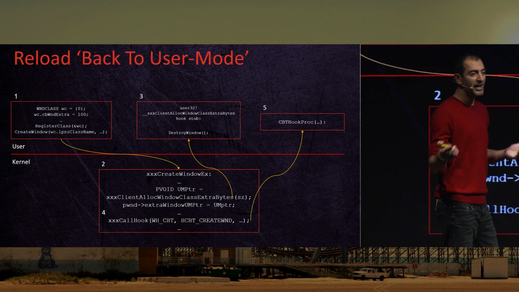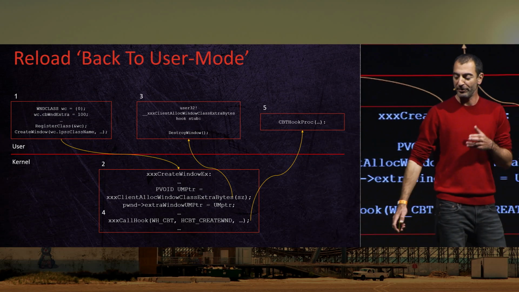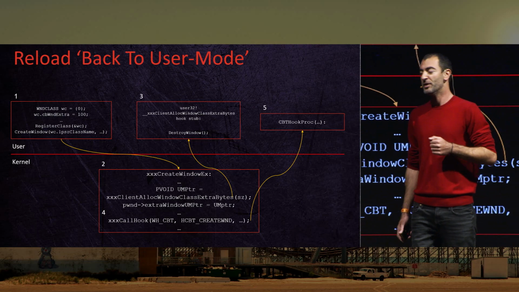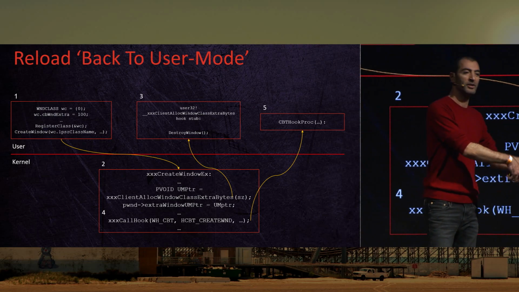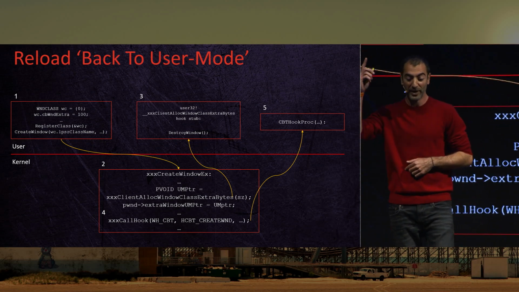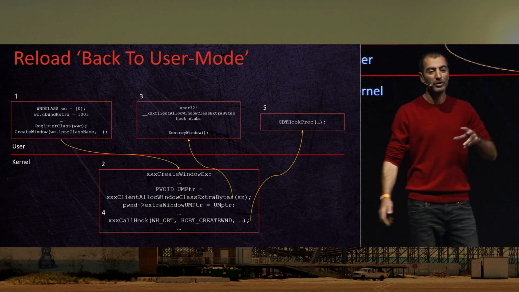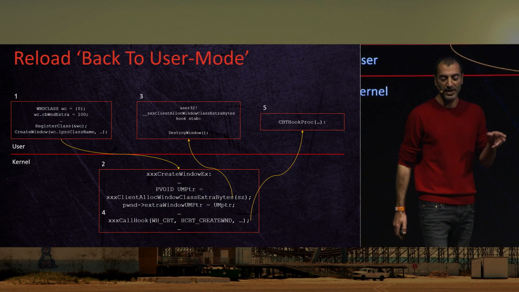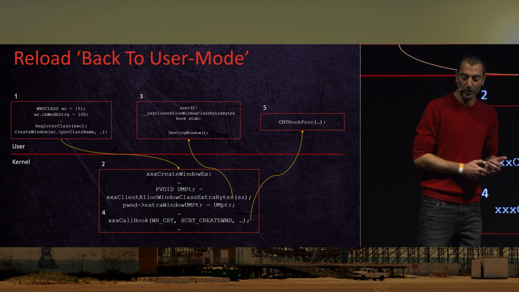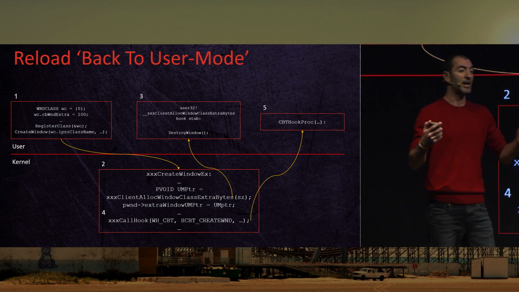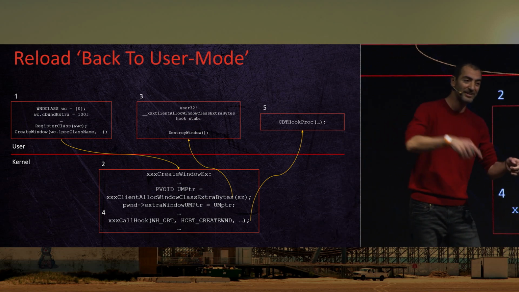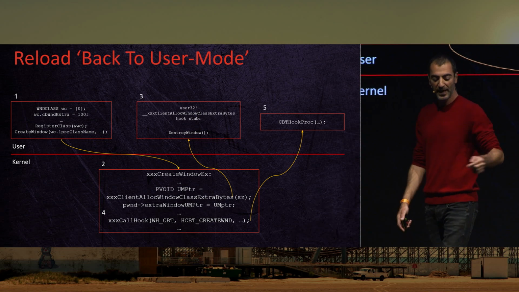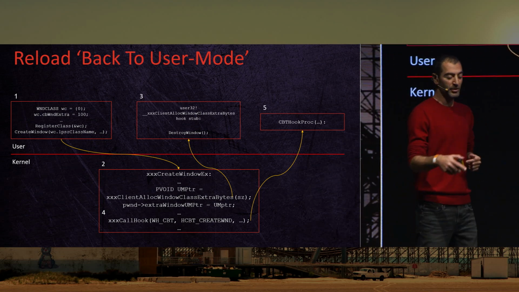I'm registering a class, forcing it to allocate back memory in user mode. What we see is that create window goes back to the kernel. The kernel goes back to number 3, some hook that I need to do in user space. And there I call destroy window. Now the window is partially created, not even fully initialized, and already destroyed. And then it goes back to number 4.